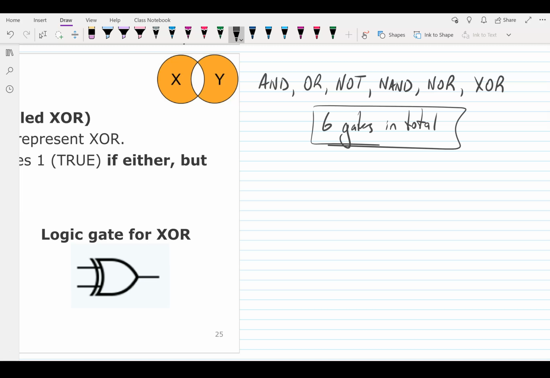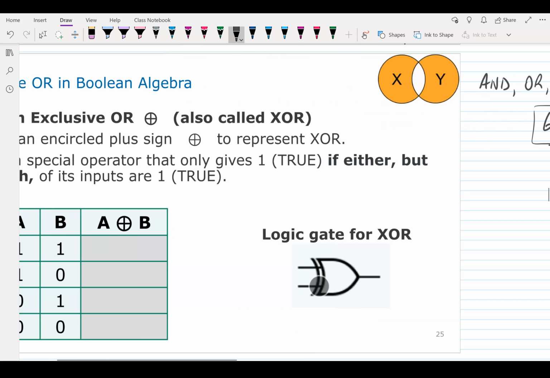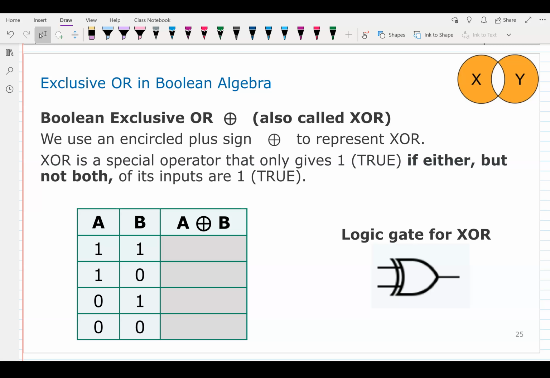Okay, let's see what exclusive OR means. Boolean exclusive OR has this crazy looking symbol, which I like quite a lot. I don't even know what it's called. I will just call it the XOR symbol. It does have a sort of name: an encircled plus sign, so it's a plus with a circle around it. It represents XOR. XOR is a special operator that only gives one, also known as true, if either but not both of its inputs are true. What does this mean? If the inputs are different from one another, it's going to give us our truth value.